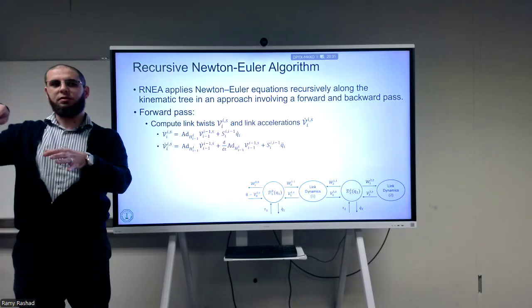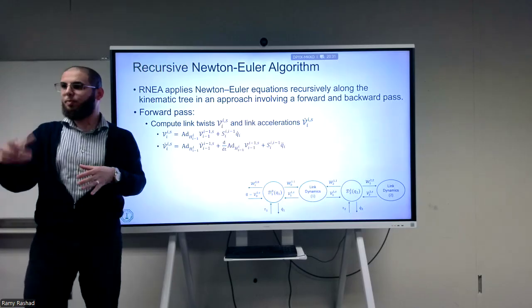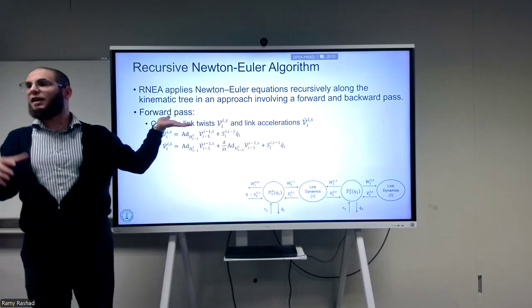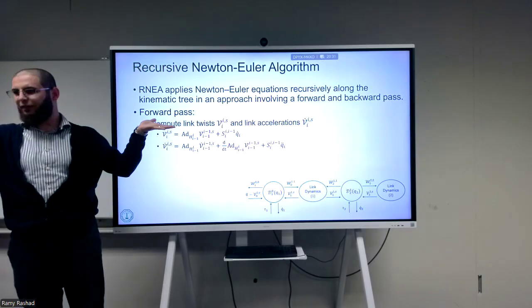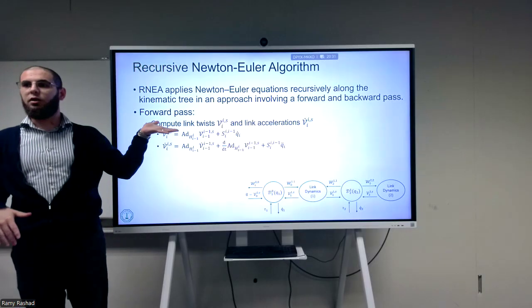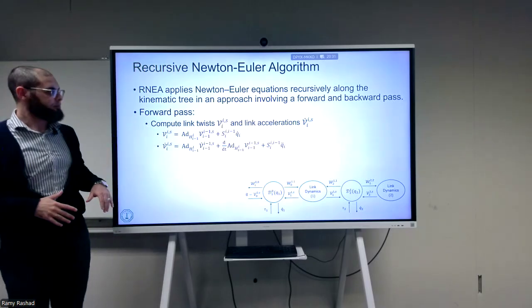Where do you find these loops? Does anyone remember what kind of robot has these loops? The parallel robot, exactly. Parallel robots have these loops. Here you have a kinematic tree structure, there you have a kinematic graph. So it doesn't work, and you need more advanced tools. But if you want to use this method, you need to stick to kinematic trees.